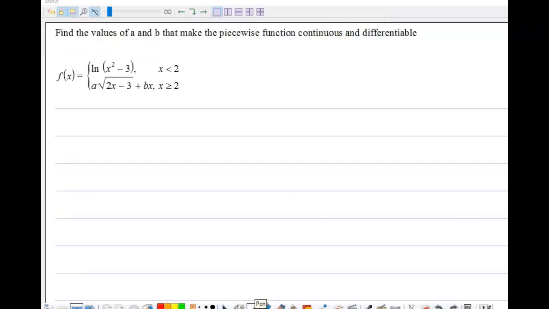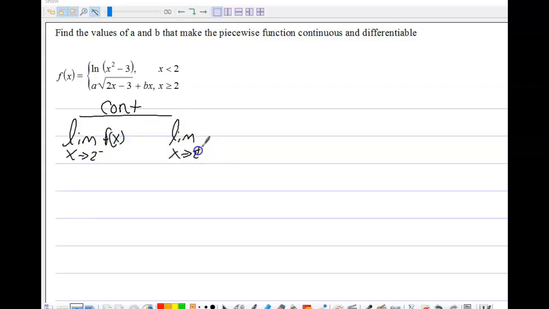Okay, it's kind of a similar question, but instead of asking if they are differentiable or continuous, it's asking us to make it continuous and differentiable. So to do that, the first thing that we do, once again, same approach. We're going to be approaching 2 from the left, and we're going to be approaching 2 from the right, and we want them to be equal.